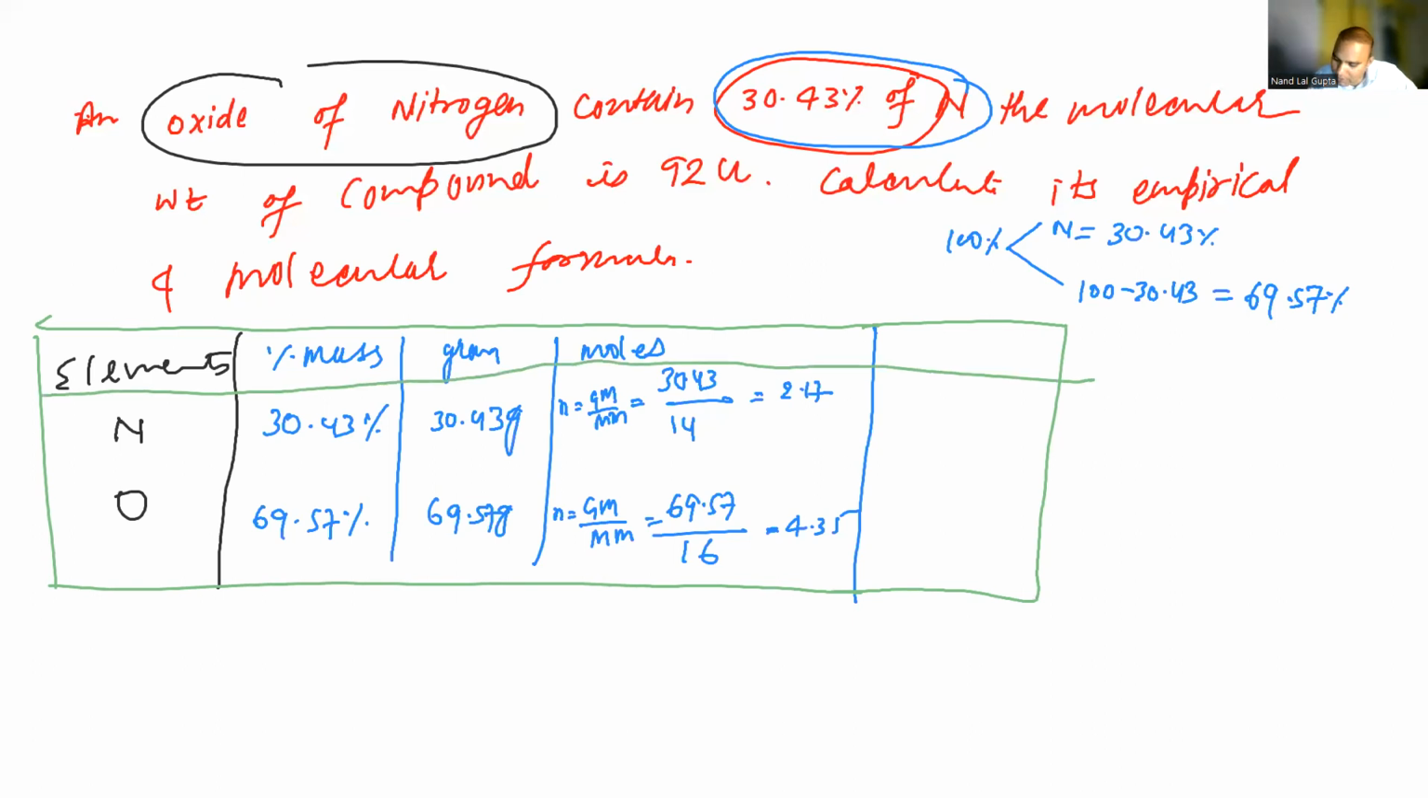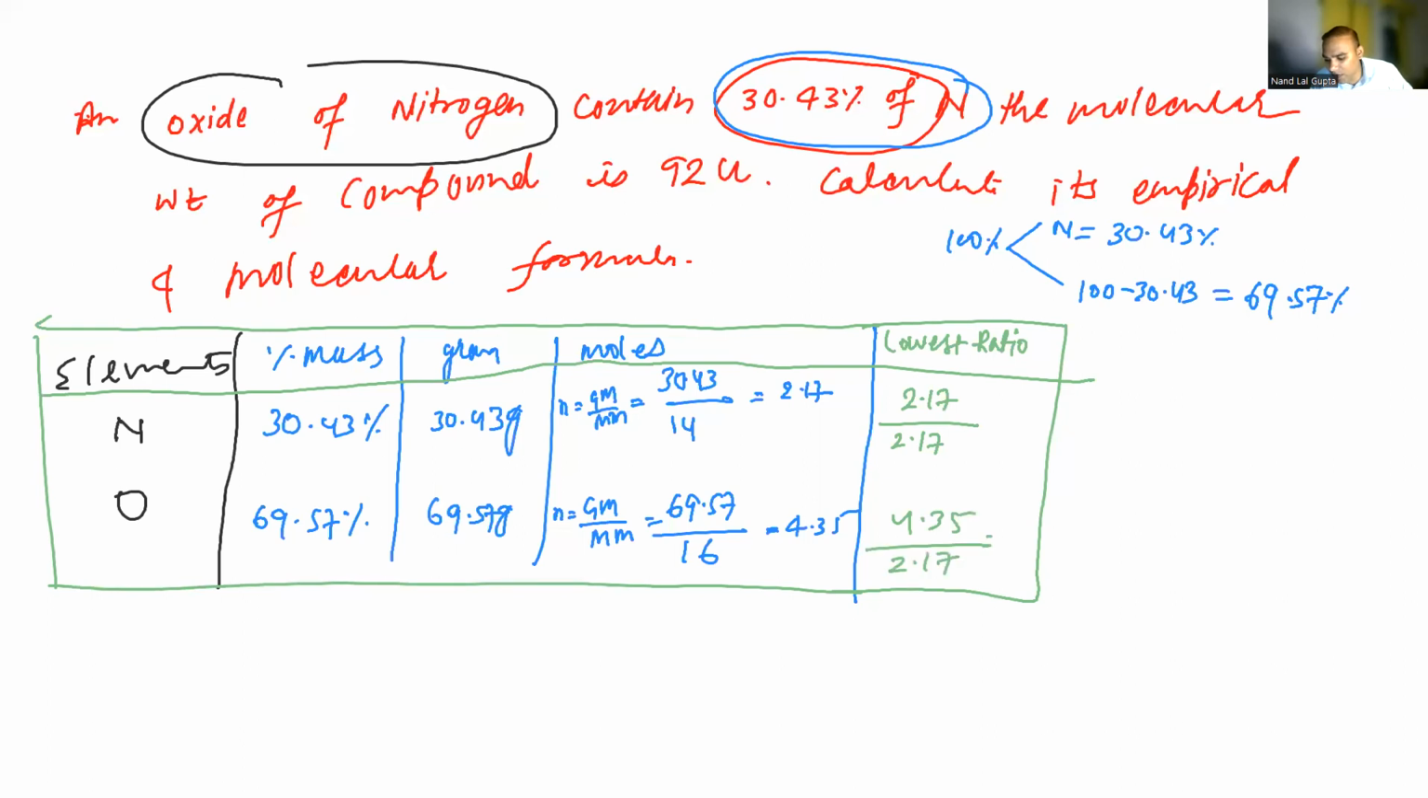So the smallest mole value is 2.17. That is the lowest ratio. Why? Because in the empirical formula we only search for the lowest ratio. So 2.17 divided by 2.17, and 4.35 divided by 2.17.